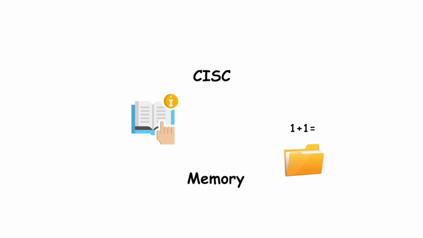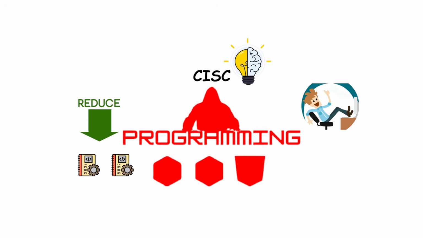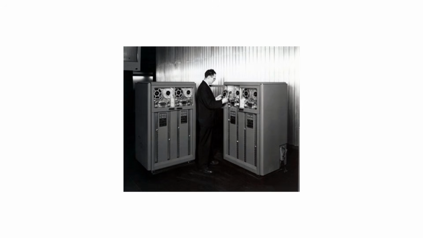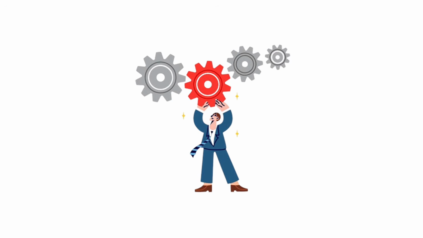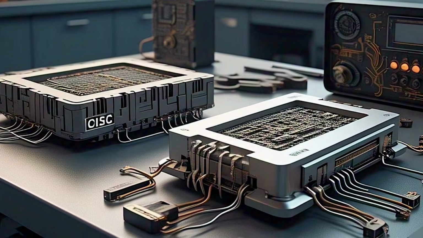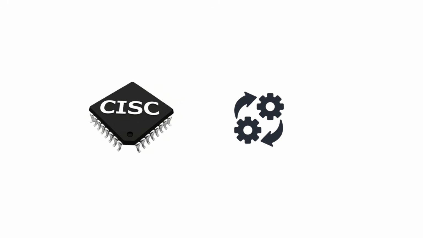For example, a CISC instruction might load data from memory, perform a calculation, and store the result back in memory, all with one instruction. The idea behind CISC was to make programming easier and reduce the number of instructions a program needed. In the early days of computing, memory was expensive and compilers were less advanced. By packing more functionality into each instruction, CISC allowed smaller, more compact programs that ran efficiently on limited hardware.